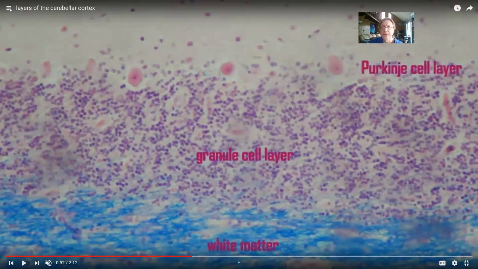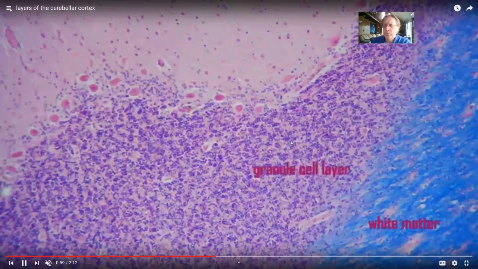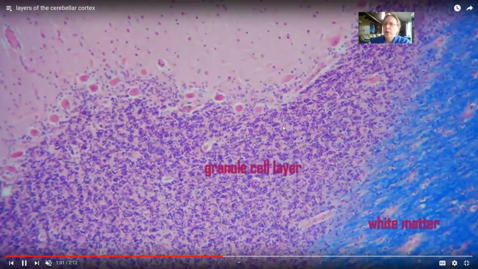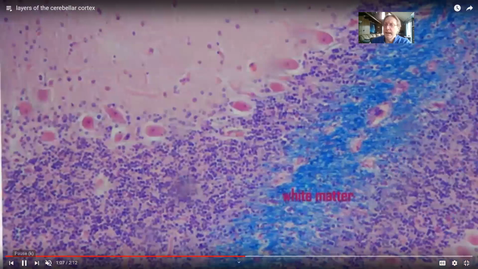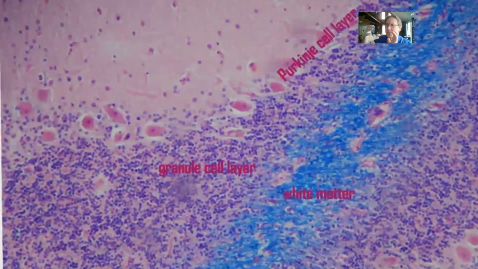There are also others. There are basket cells around the Purkinje cells. That's what's called the molecular layer. There's stellate cells. But I want to focus on the major ones. The granule cells, this is the densest collection of neuronal soma in the brain. Nowhere else in the brain have you packed neurons, or soma at least, as tightly.